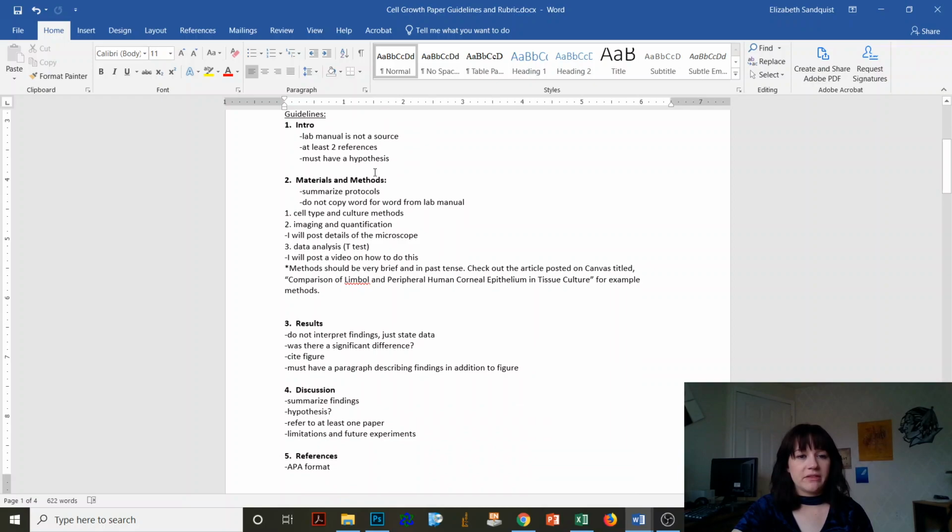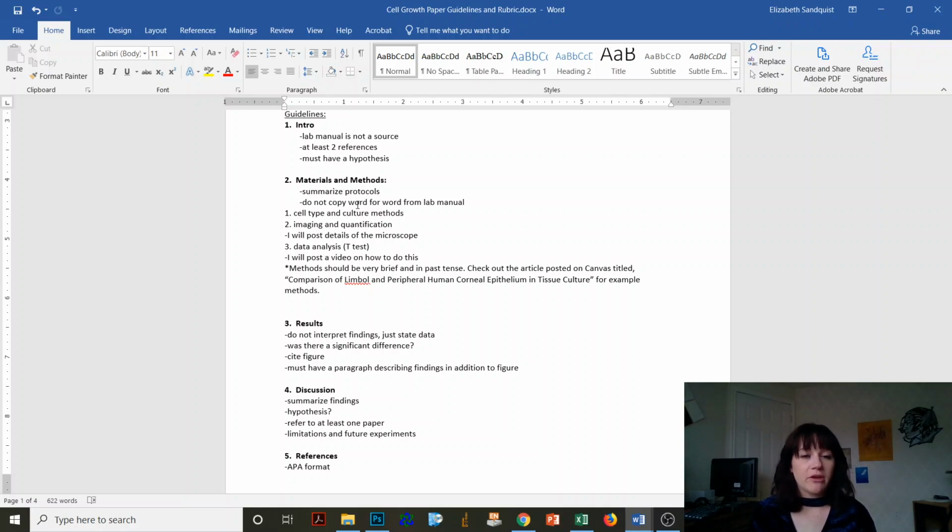In the materials and methods section, you're going to be summarizing the protocols, right? Do not copy word for word from the lab manual, right? You should be able to summarize this. If you're having trouble doing that, what I would recommend is read the protocol and then write in bullet points the important things, and then take those bullet points and write them into sentences. All right, so your protocol does need to be written in paragraph form. It cannot be bullet points.